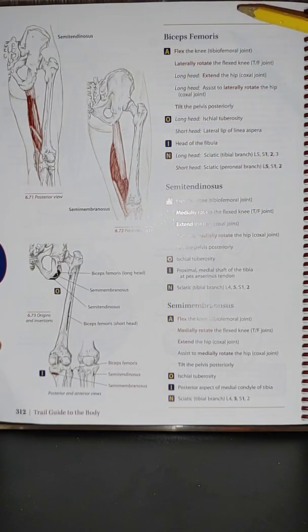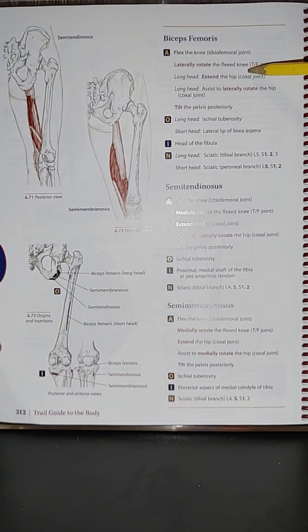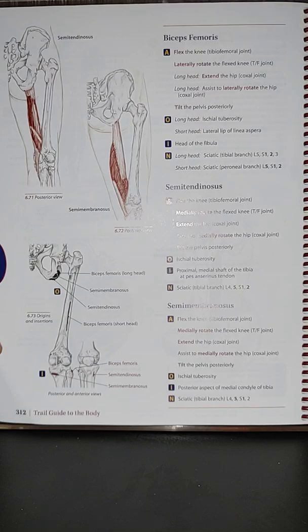What is the action of the biceps femoris? It flexes the knee, or the tibiofemoral joint. It laterally rotates the flexed knee. Again, it has to be in a flexed position. The long head extends the hip, assists to laterally rotate the hip, and tilts the pelvis posteriorly. That's a big job for the biceps femoris.